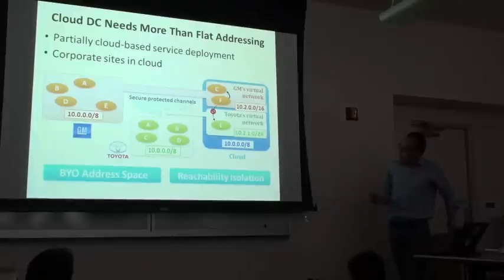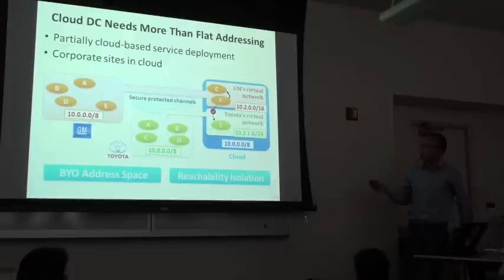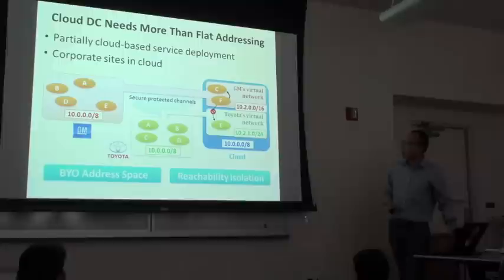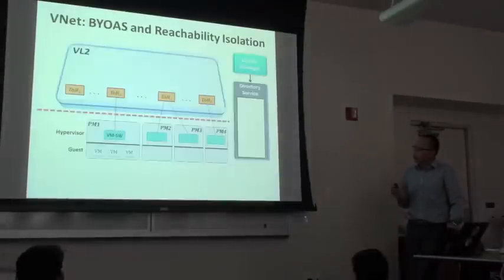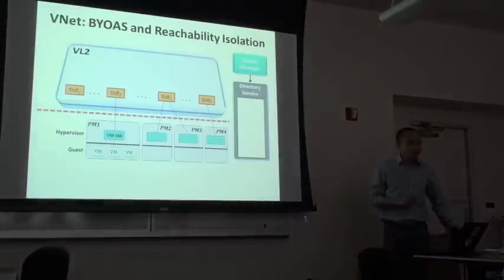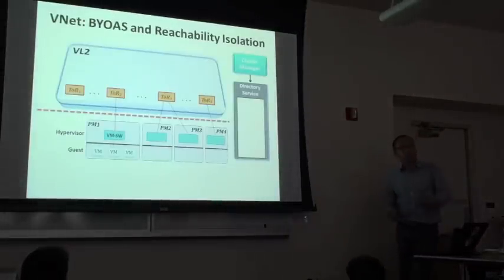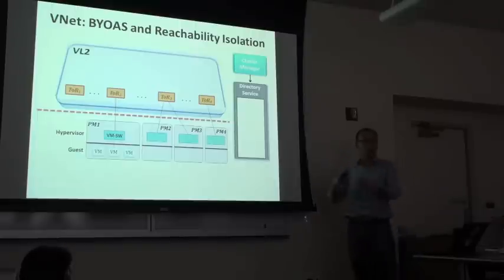So the next problem is actually reachability isolation. You could have the same customer addresses everywhere, and yet a VM belonging to GM's virtual network should be able to talk to only the other VMs in the same virtual network, regardless of address overlapping. So we solved this problem using an architecture called VNet. And as I told you, this is actually building on the VL2 architecture.